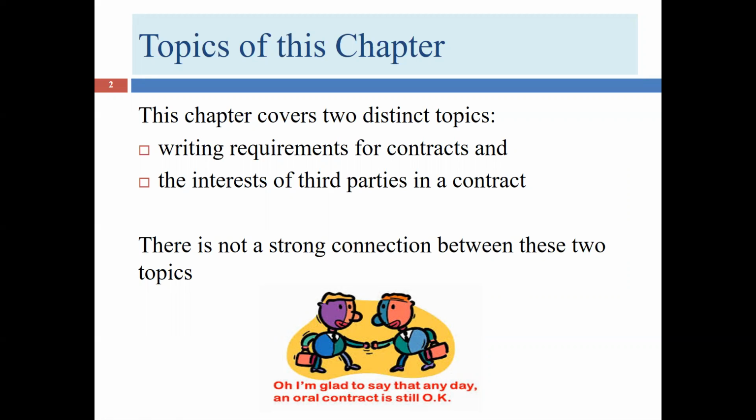So as you're reading this, I hope that usually when you read chapters in a textbook, you're thinking to yourself, how does this connect with the material I've already learned? And as you get more material, how does this connect to that new material? But don't try too hard to make a connection between the writing requirements and the interests of third parties, because the connection there is pretty thin, other than the fact that they both have to do with contract law.